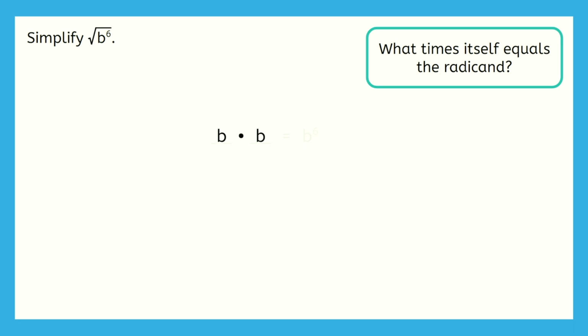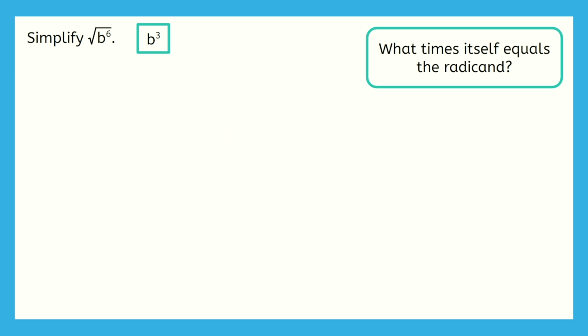It'll still be b, the same base. But what exponent would we need? Remember, when we multiply terms with the same base, we add their exponents. So, what value plus itself equals 6? 3. B to the third times b to the third equals b to the 6th, because 3 plus 3 equals 6. This means the square root of b to the 6th is b to the power of 3.